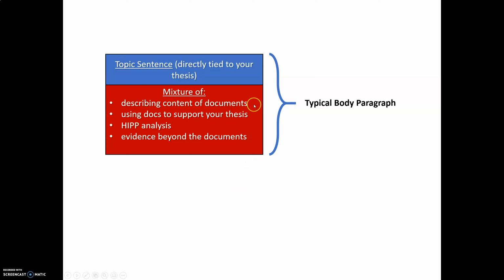Now, in terms of what's actually in the body paragraph after the topic sentence, you're going to have a mixture of different things. You have a couple of different things you have to do to earn those points for the DBQ. You might be describing the content of your documents. You might be using your documents to support your thesis. You might be doing some HIP analysis. You might be providing evidence beyond the documents, outside information is what I like to call it. You're not necessarily doing all of these things in one body paragraph, but you're going to have to do these things in your 2 body paragraphs. So again, it's going to have a mixture. We're going to look at some examples in a little bit.